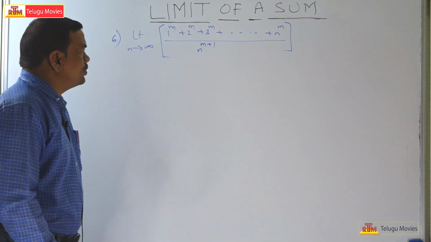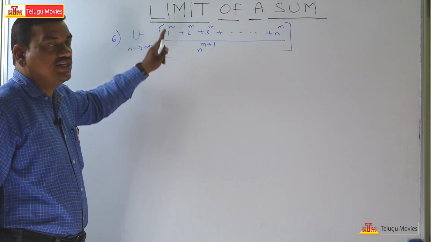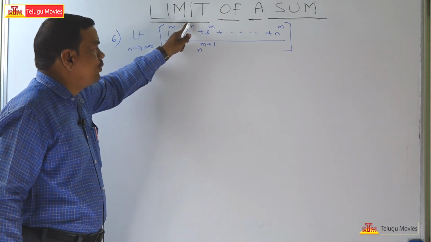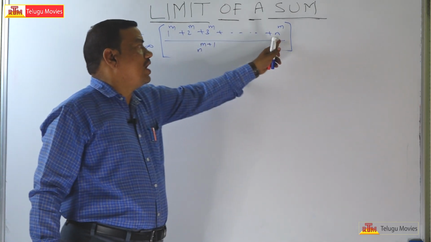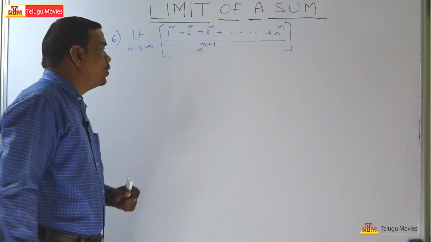Welcome to this problem. So this is one of the variety problems. Limit n tends to infinity, see here, 1 power m plus 2 power m plus 3 power m, and so on up to n power m, upon n power m plus 1. Then how to do this problem?